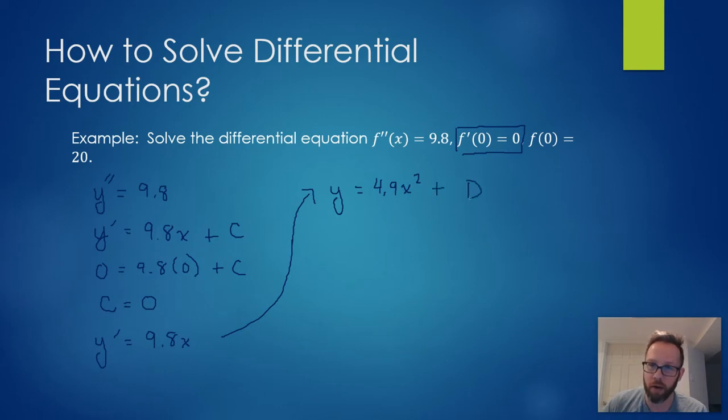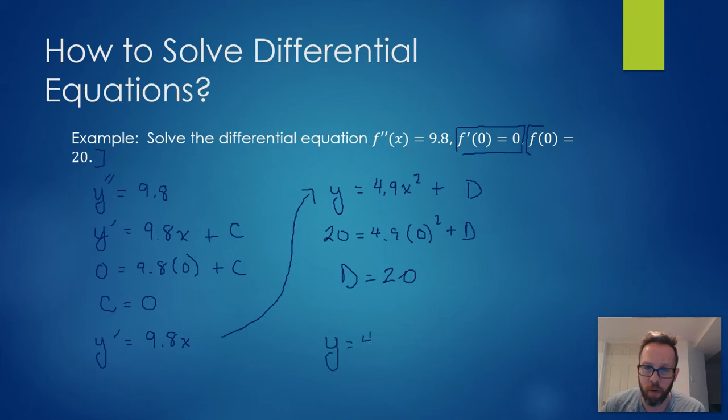But also I could get a constant. I'll add in a new constant d. And I've said that when x is equal to 0, y is equal to 20. So 20 equals 4.9 times 0 squared plus d. Then that will just be 0. So d is equal to 20. So my function is 4.9x squared plus 20.